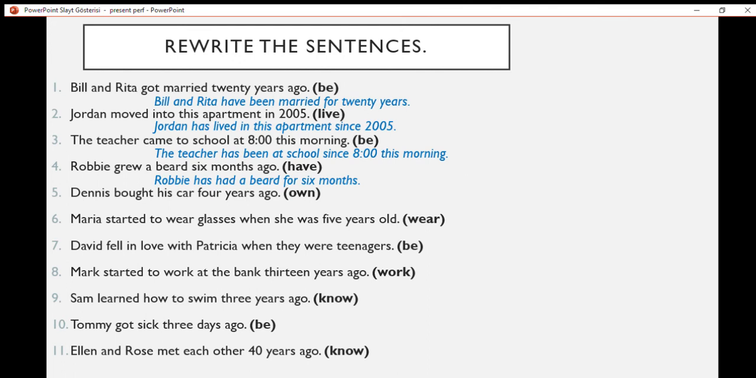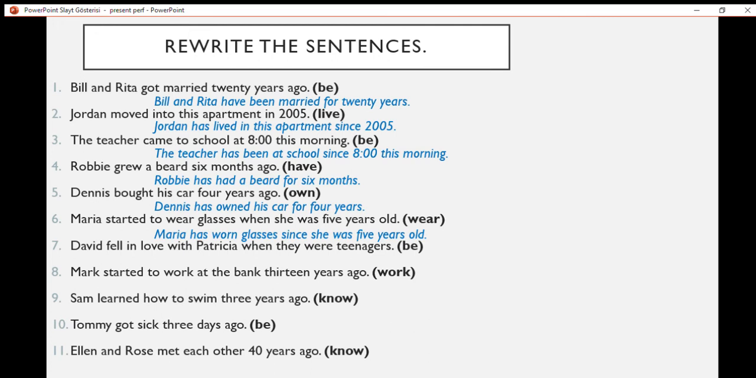5. Dennis bought his car 4 years ago. Dennis has owned his car for 4 years. Or Dennis has owned his car since 2016, whichever you like to say. Maria started to wear glasses when she was 5 years old. Maria has worn glasses since she was 5 years old.